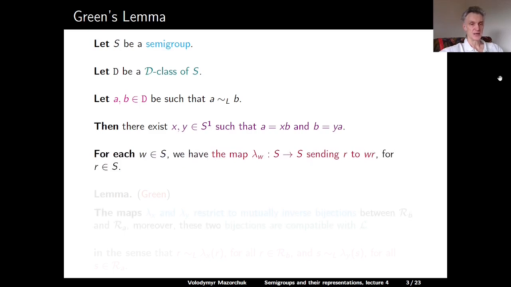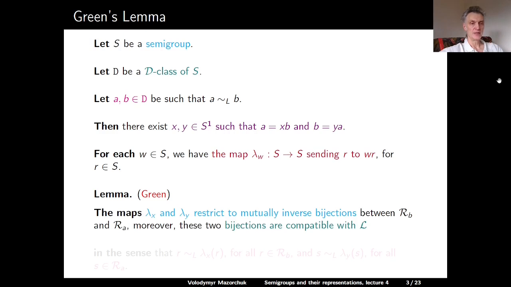And then let us remind that for each element W in S, we have the map lambda W from S to S, and that's the map of left multiplication by W. It sends an element R in S to the element WR. So this is defined for any element in S. Now we can formulate Green's lemma.